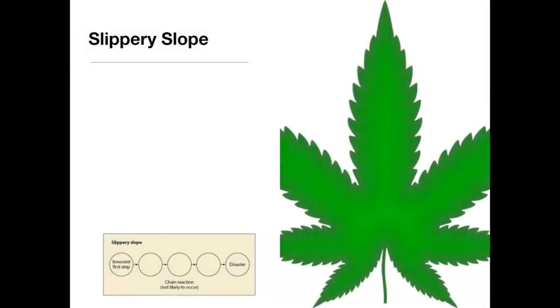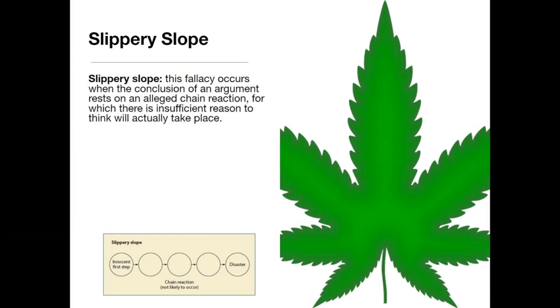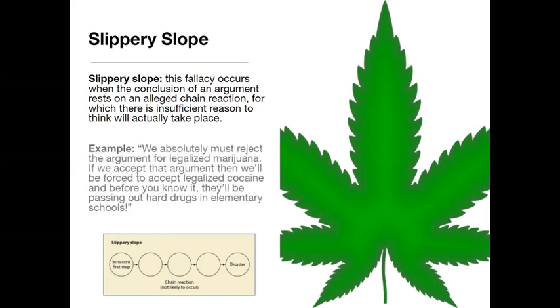Slippery slope, a very common one used in arguments about legalizing certain drugs, especially marijuana, or gay marriage is another good example. This fallacy occurs when the conclusion of an argument rests on an alleged chain reaction for which there is insufficient reason to think will actually take place. One might say, we absolutely must reject the argument for legalized marijuana. If we accept that argument, then we'll be forced to accept legalized cocaine, and before you know it, they'll be passing out hard drugs in elementary schools, right? That's clearly a slippery slope. Washington's had legalized marijuana for what, 8 years or so now, and I don't think they're passing out hard drugs in elementary schools. So that would be a slippery slope fallacy.